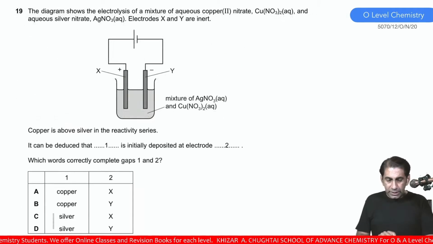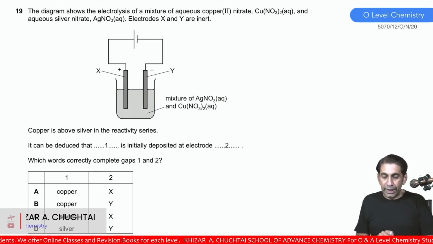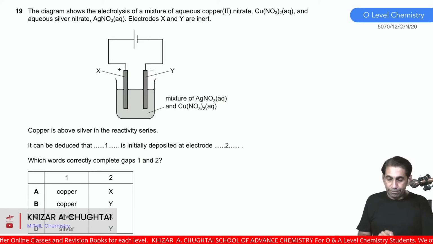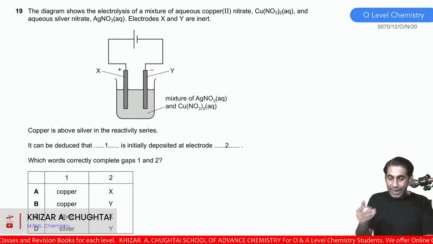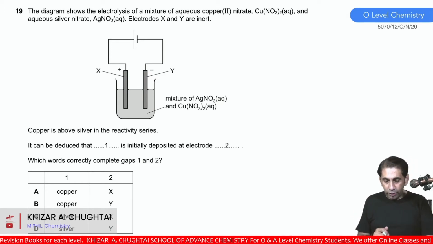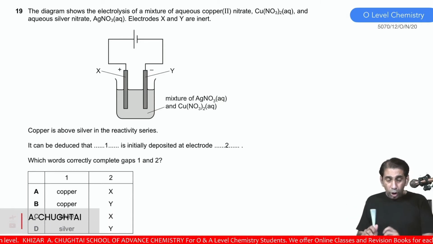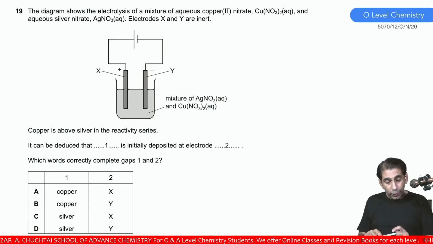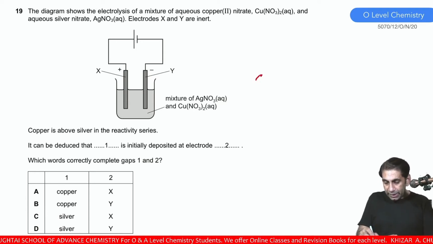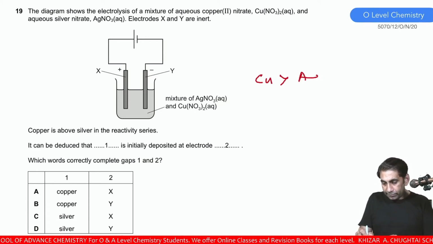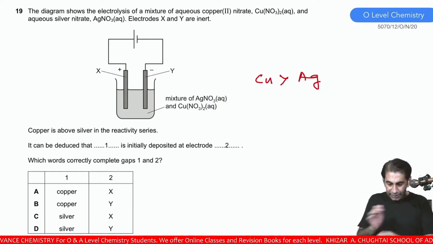The next one: the diagram shows electrolysis of the mixture of aqueous copper(II) nitrate and aqueous silver nitrate, AgNO3 aqueous. Electrodes X and Y are inert. Copper is above silver in the reactivity series. It means that copper is more reactive than silver. Copper is more active than silver.